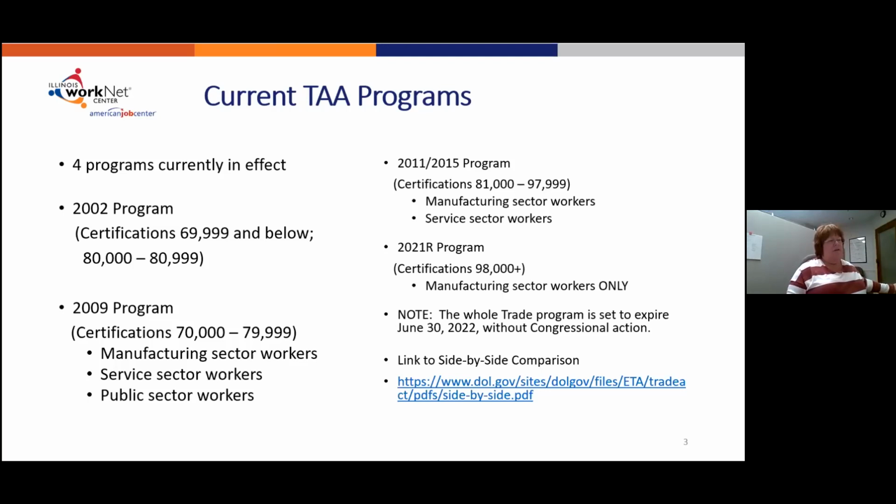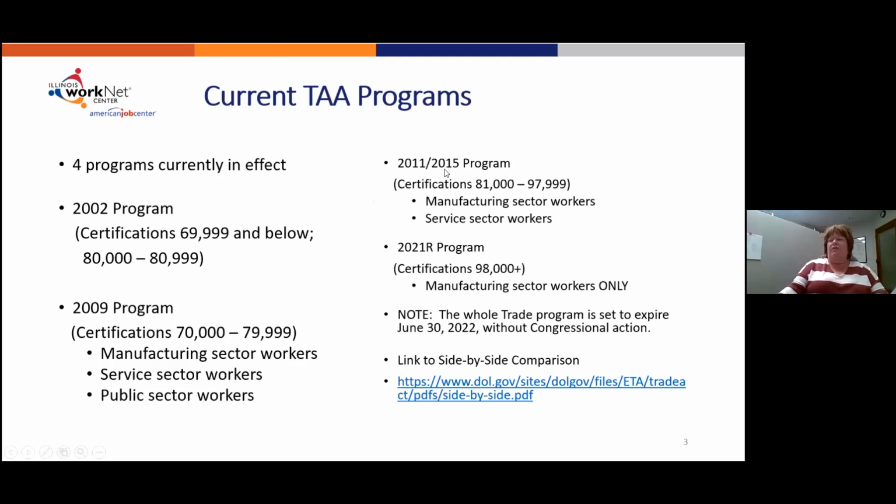I'm not going to go over it in detail because we just really do not have time. So there is a 2002 program, and we list here the certification numbers 69,999 and below, or 80,000 to 80,999. Each group of certifications ties to a particular program, and you'll see those listed there. We have which type of workers, and I see we failed to put it under the 2002 program. I apologize for that. The 2002 program is for manufacturing sector workers only. So we will fix this slide, but it is also on your handout that we provided.